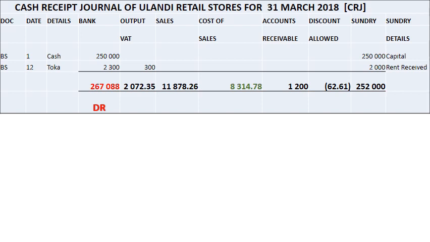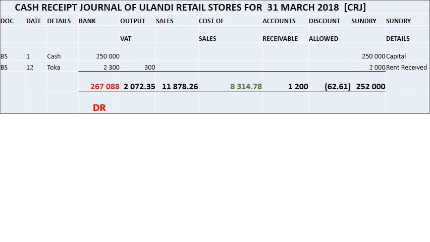Starting with the bank column from the cash receipt journal, where income received was recorded and deposited into the bank account. Deposits increase the bank balance. Bank as an asset will increase on the debit side. Therefore, bank will be debited and contra accounts credited.